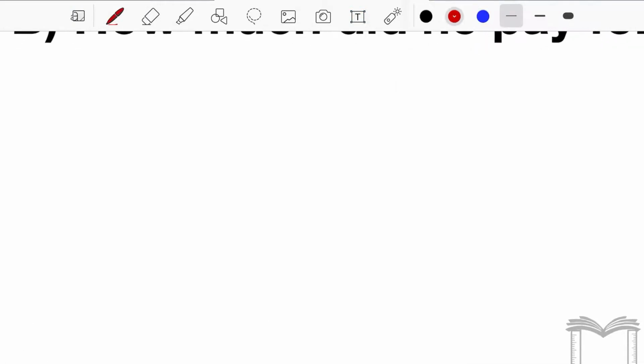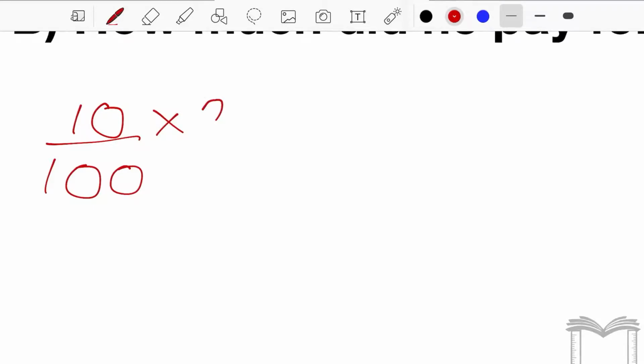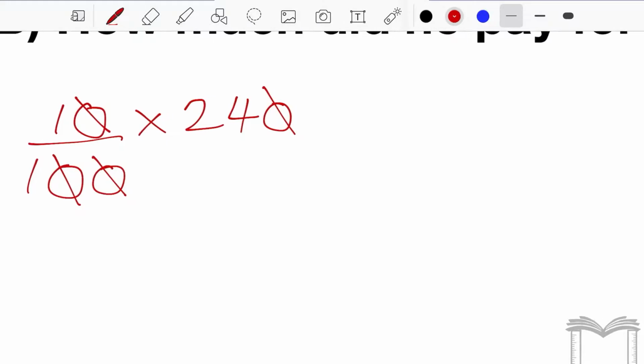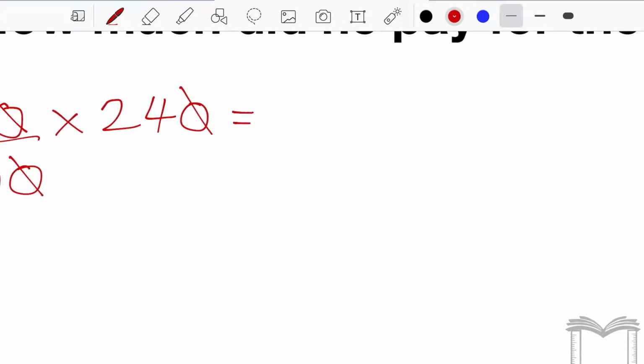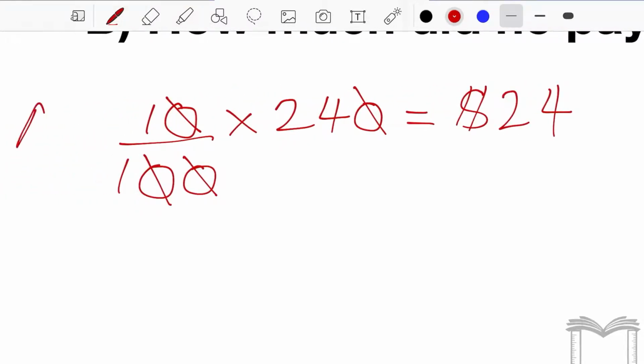So 10% discount. 10% means 10 over 100. It's 10% of the marked price, which is $240. We can cancel 1 and 0 on top with 1 below. 1 below with 1 on top. 1 times 24 is 24. So that's a $24 discount. So that's the answer for part A.